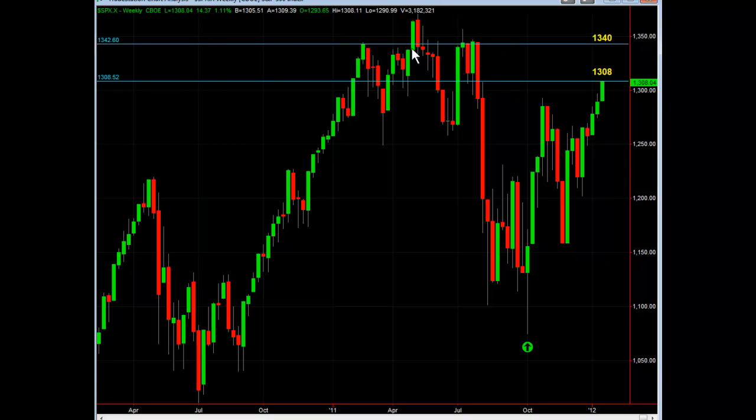So 1340 is an area up here where there's going to be major resistance. But you're going to have a lot of resistance here. See, this is that overhead supply I was talking about. There's a lot of trapped length that's still there. They're definitely going to square their books.